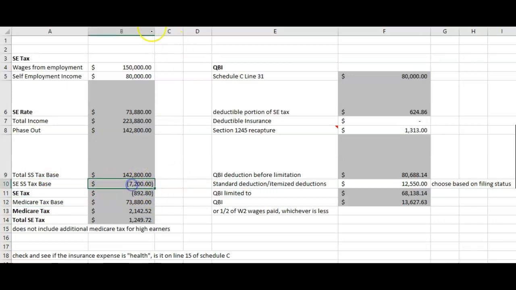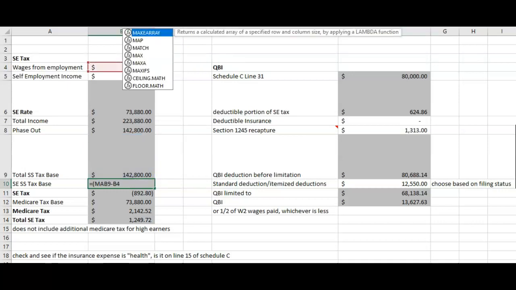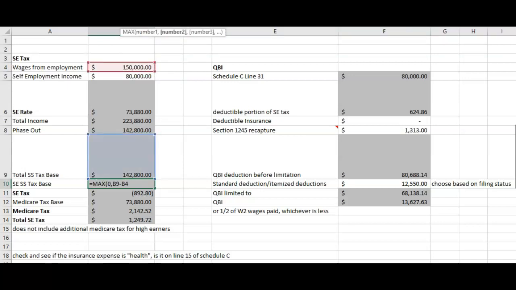Matter of fact, I should change this to do it right now. It's going to have to be changed to a maximum of 0 or B9 minus B4. So I want the greater. Actually, let's change that. Change that to a minimum, since we're dealing with a negative number.